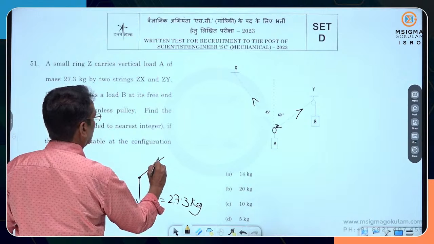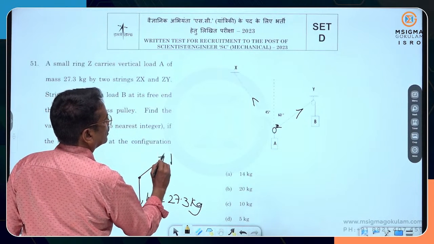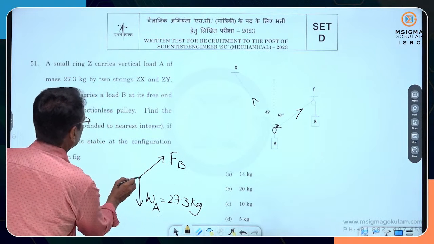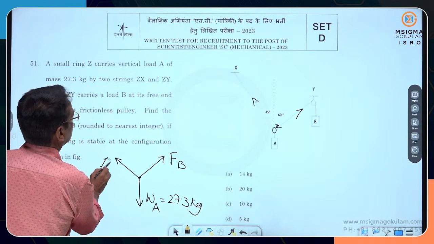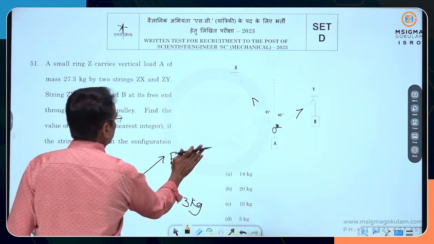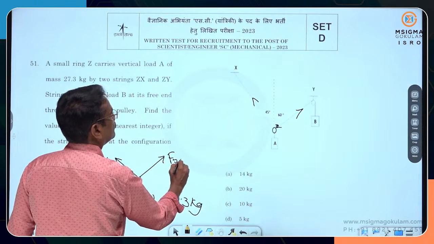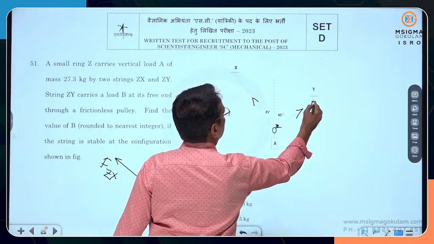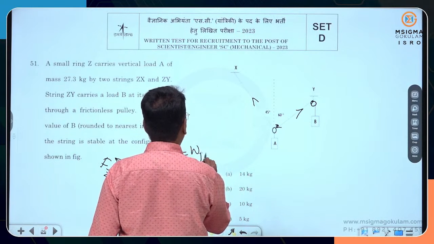This is RB, you can say force in B. This is the force in ZX. This is the force in ZY. That is nothing, because this is a frictionless pulley. This is a frictionless pulley, and that is the weight of B we can take.